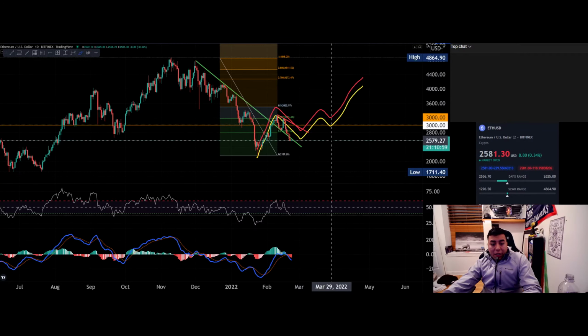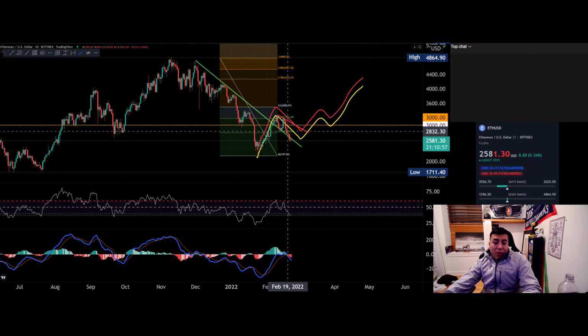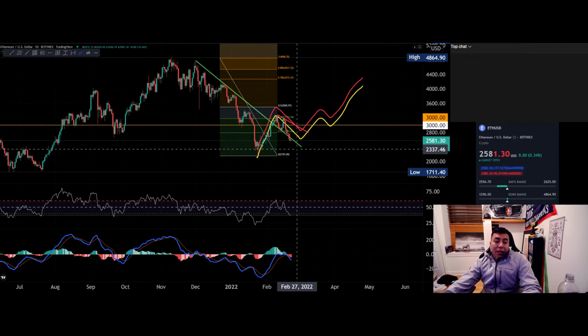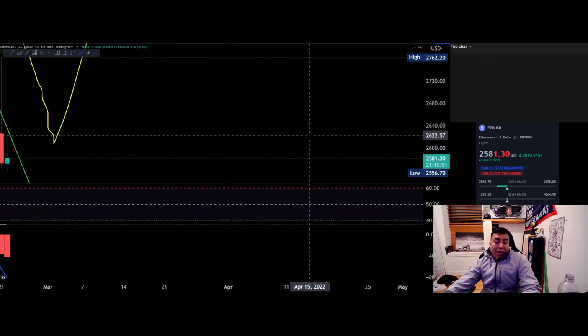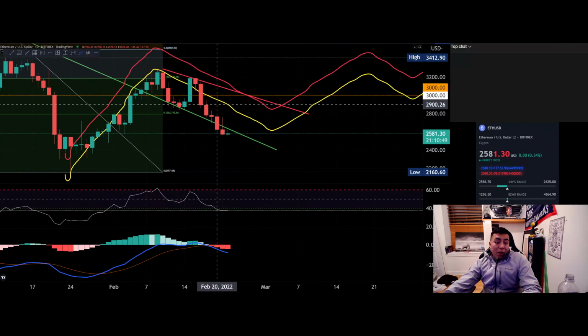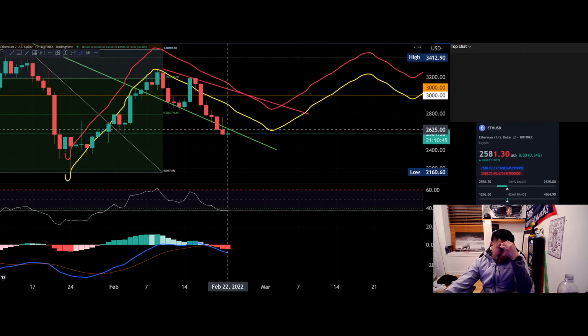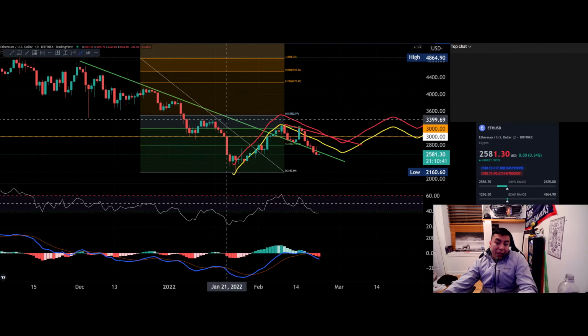ETH, again, you crossed over again into this downward sloping trend line instead of using it as support. You're not too far off. Overall on the daily, it looks like an inverted hammer, which is not good. Very, very bearish in my opinion.